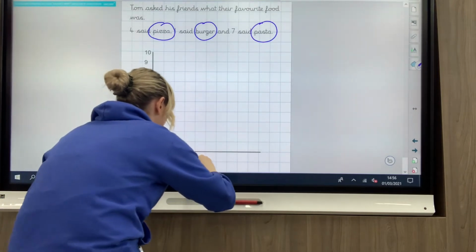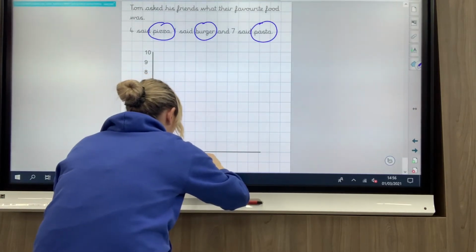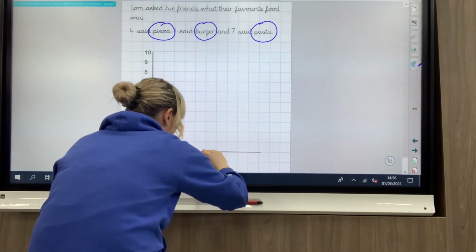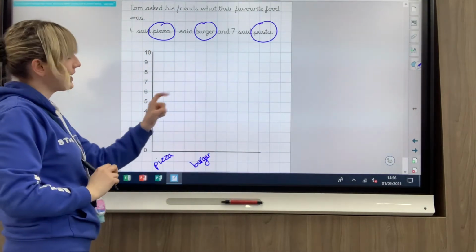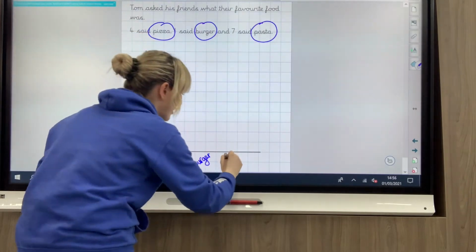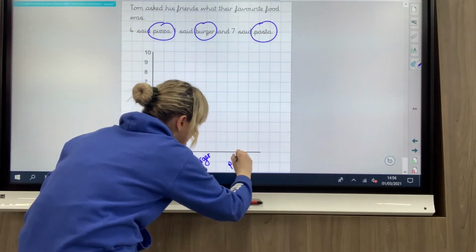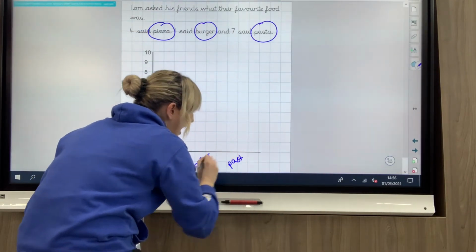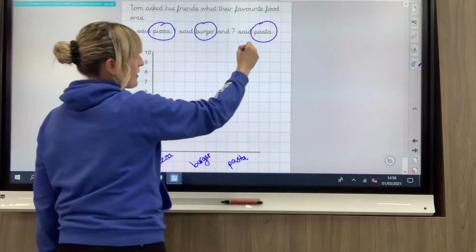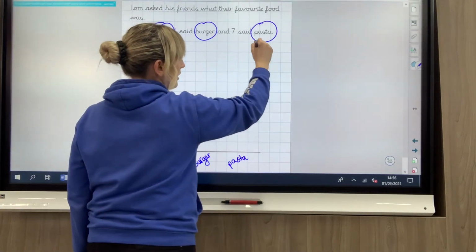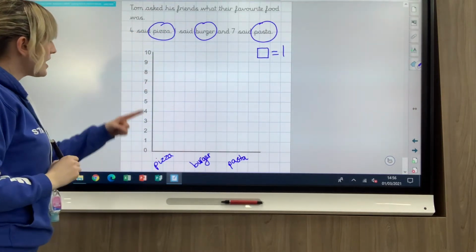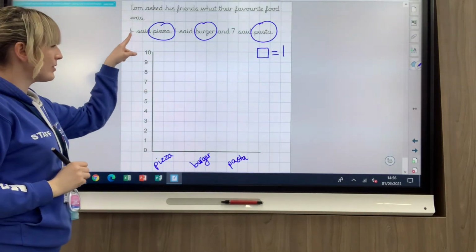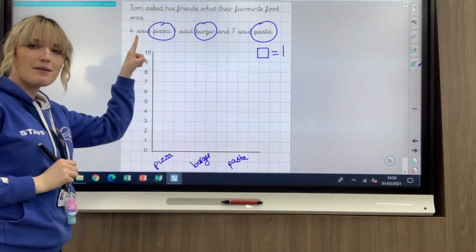I'm going to leave a space and write burger. And I'm leaving a space so that nobody can get confused of which one we're looking at. And my final label is pasta. I'm going to draw a little key to show that each block equals 1. Okay, so we're going to start with pizza, and we've got 4 said pizza.